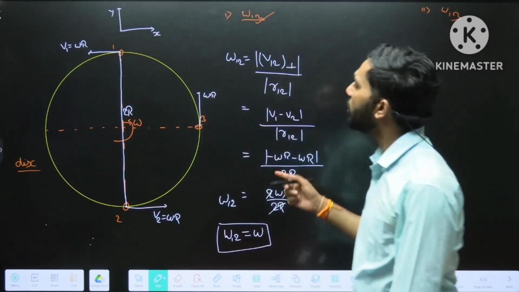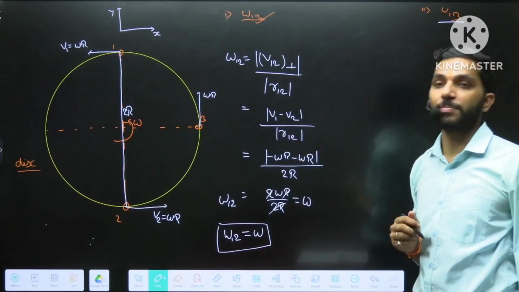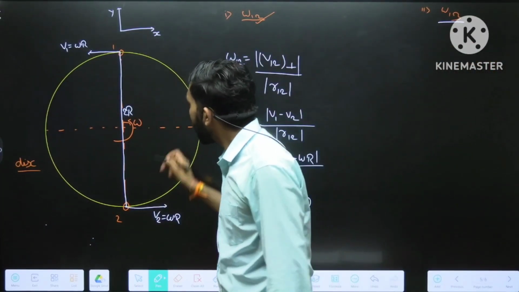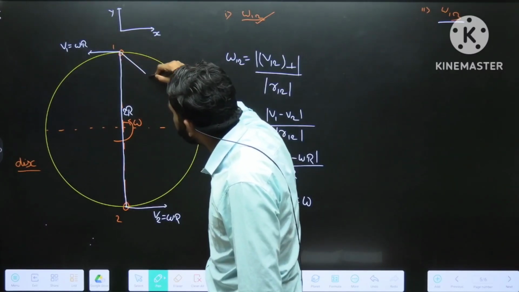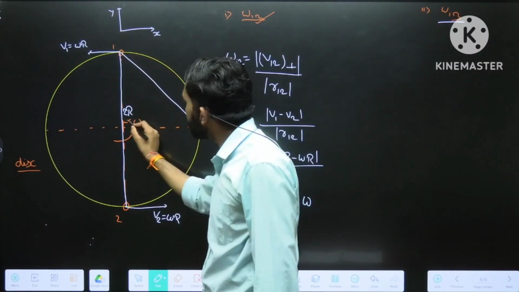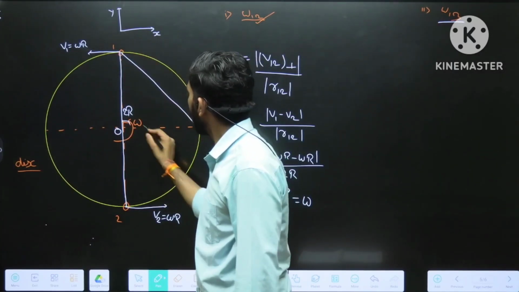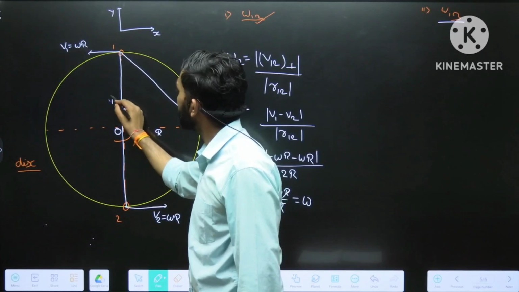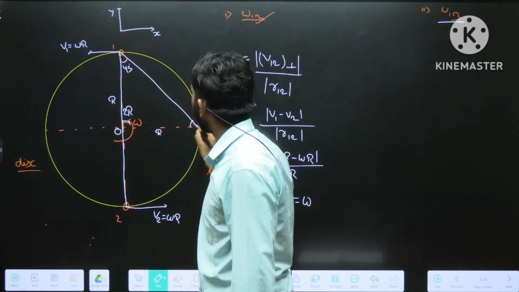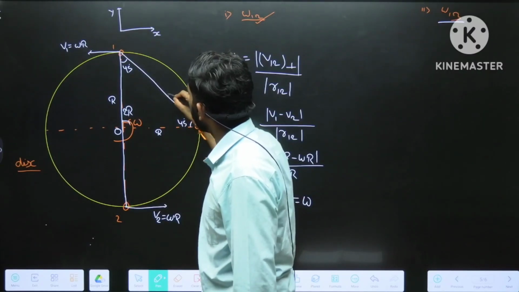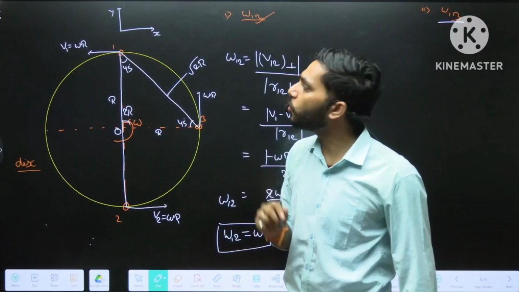Let us take another example. You have to find out the angular velocity of 1 with respect to 3. In that case, what will you do? Again, the very first step is to join the positions of 1 and 3. As this is 90 degrees, and this is r and this is r, this angle will be 45 degrees and this angle will also be 45 degrees. So what will be the distance? Root 2 r, right? This distance will be root 2 r.